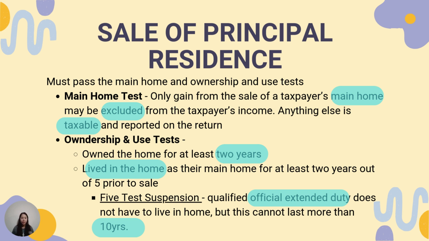sale. There is an exception to this rule in that if you are a qualified official extended duty member, you don't have to live in the home, but it can't last for more than 10 years. So you have to live in the home for 2 years out of 10 instead of 2 years out of 5. And this is called the 5-year test suspension. It's basically an extension if your official duty, meaning the government-sanctioned duty such as military leave, doesn't allow you to live in the home for 2 years out of the past 5 years.